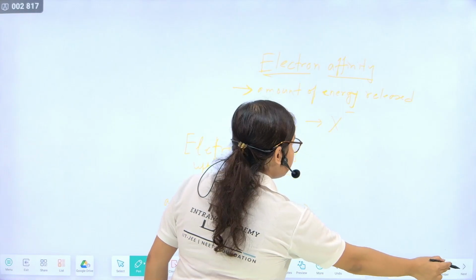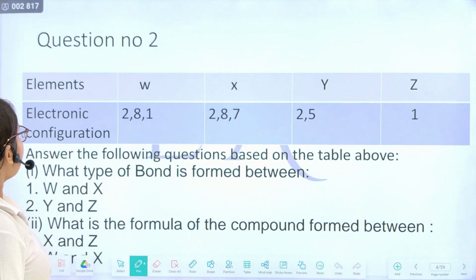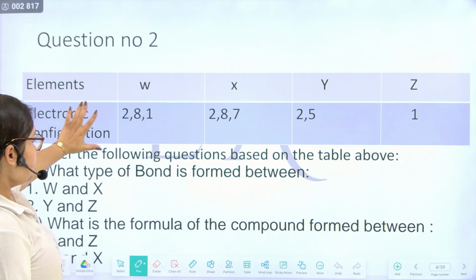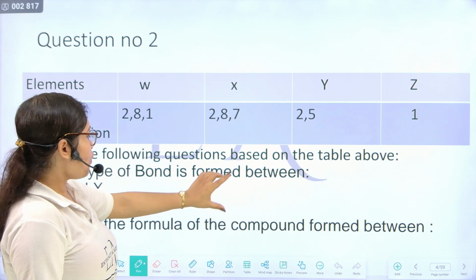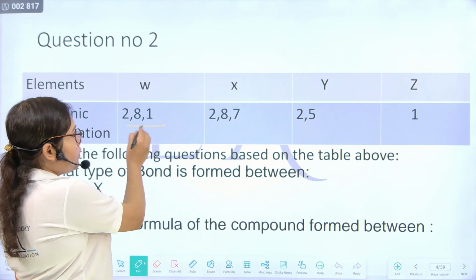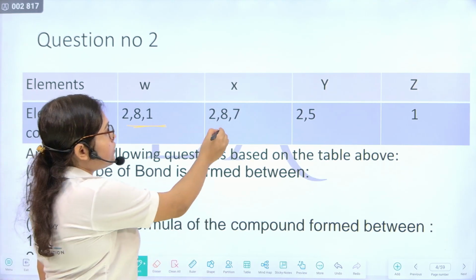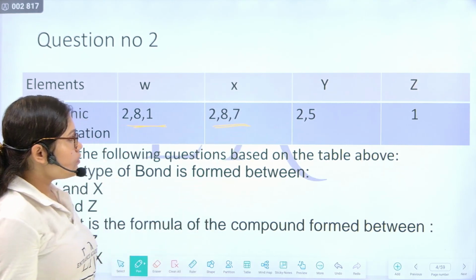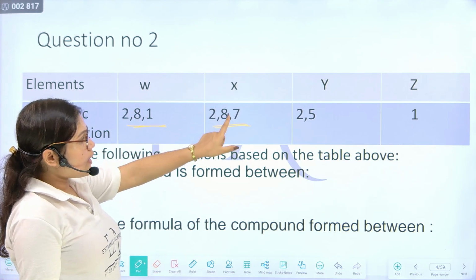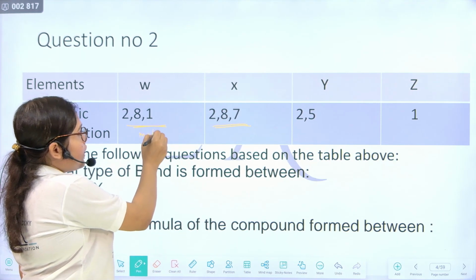Next question. Answer the following question based on the table above. So this is the table given. What type of bond is formed between W and X? The configuration of W is 2, 8, 1 and X is 2, 8, 7. So it is clear that W has 1 electron in the outermost shell and X has 7 electrons in the outermost shell. So W is a metal.